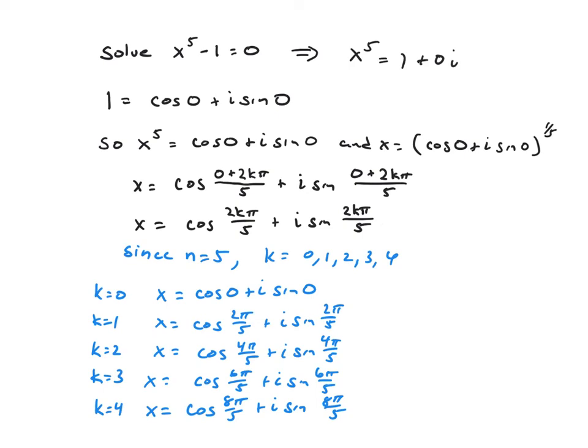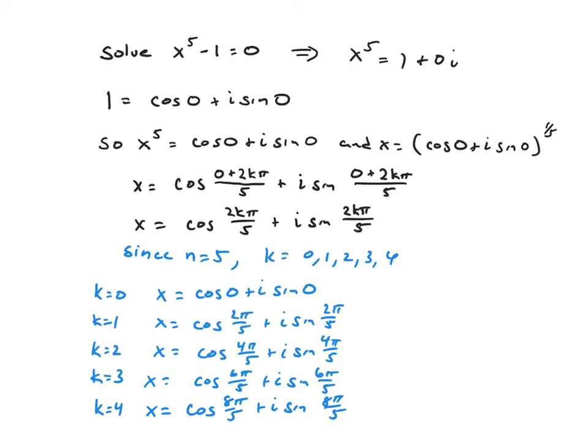Now, because it's a 5th degree polynomial, there are 5 solutions, and I want to find all 5. n is 5, so k is going to be 0, 1, 2, 3, and 4. If k is 0, we get what we had up here, and that makes sense because we know that one of the values would be 1, since 1 to the 5th is equal to 1. So there's one of them.